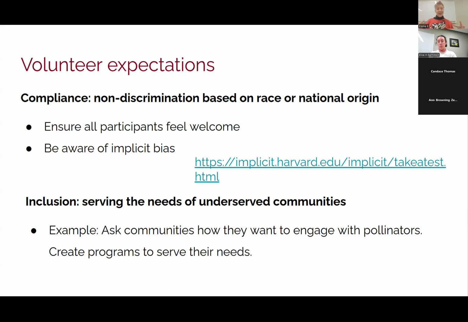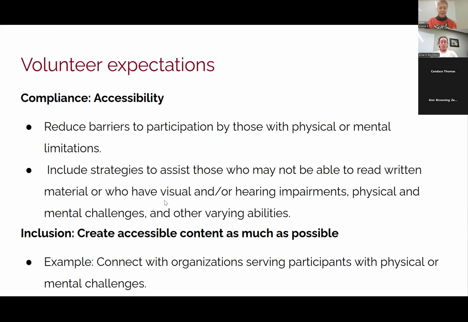Inclusion beyond just compliance with that non-discrimination involves serving the needs of underserved communities. So that may be not just presenting to those communities, but asking those communities how they would like to engage with pollinators and creating programs to serve their needs. For example, maybe food access is something that's really important with that underserved community. Looking at pollinator gardens to support community gardens could be an example of something that would fit there.